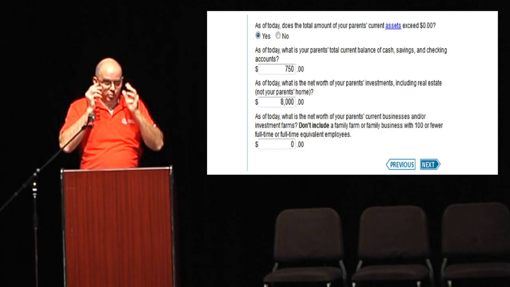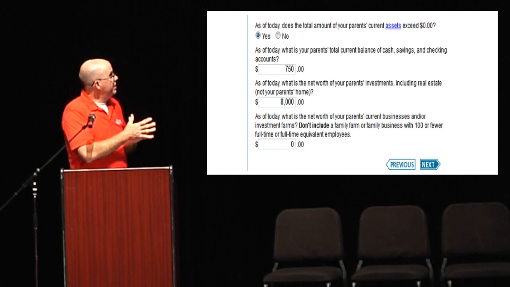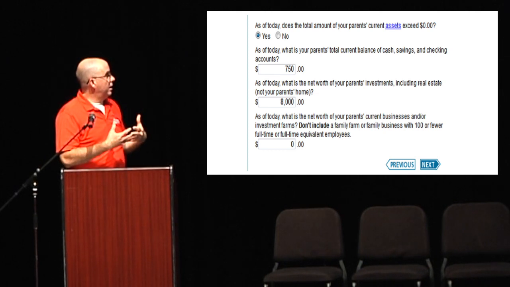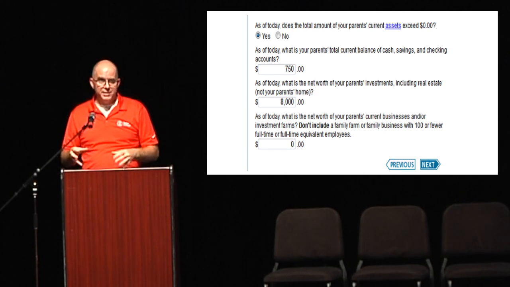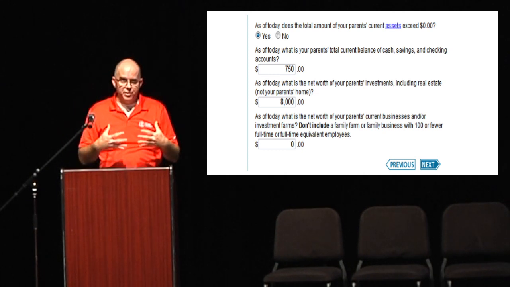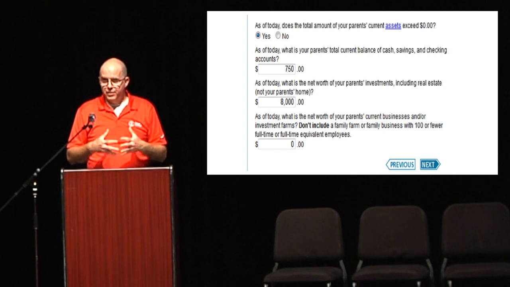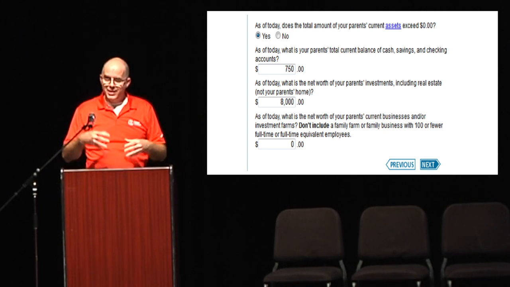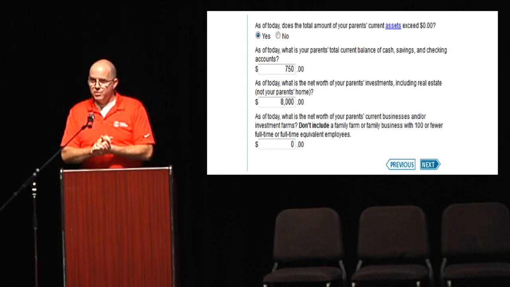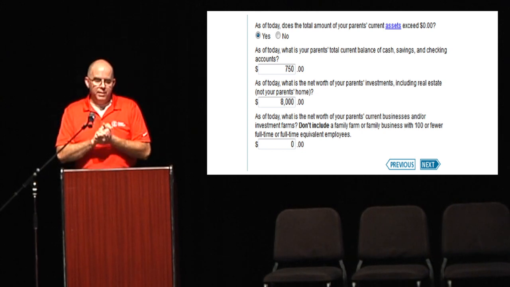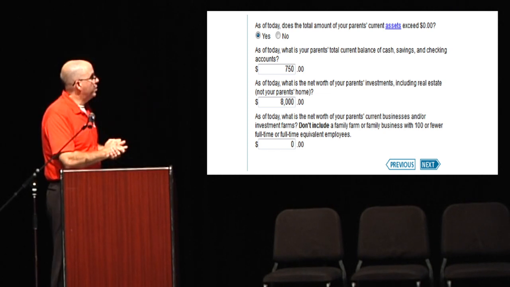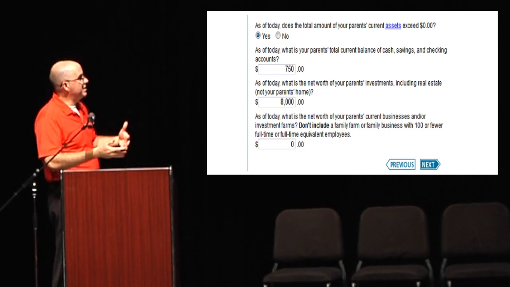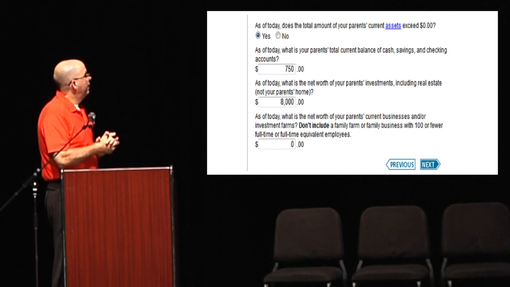So hypothetically, we'll say that the question reads, as of today, does your parents' current assets exceed $25,000? If the parents' total assets that we just went through are under the $25,000 threshold, then you answer no, and that asset protection allowance protects those assets in the EFC formula, and they are not considered in the EFC formula, okay? Continuing with the questions, we'll pretend that our answer was yes, that the assets exceed that.